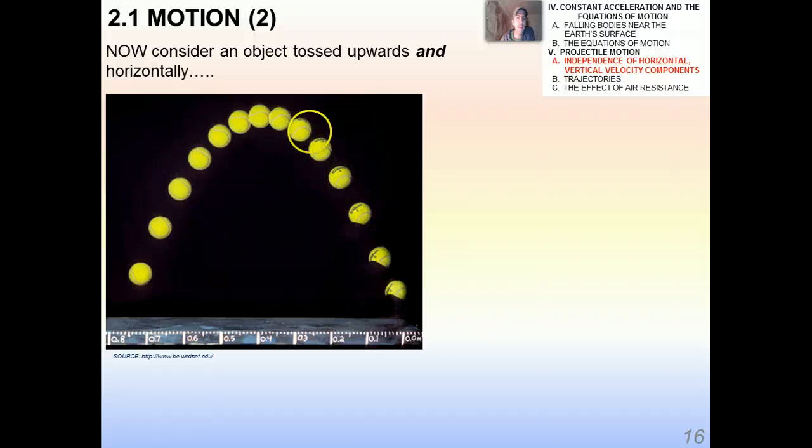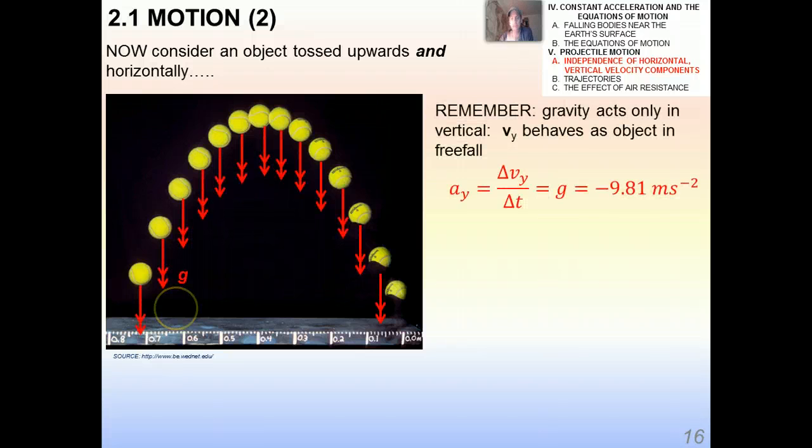Anyway, here's the ball. In my treatment of the path of the tennis ball, I'm going to treat it as if it's starting from the left and going to the right, just so you know. Now, because gravity acts only in the vertical, I can draw for each frame here an acceleration vector, which I'm calling g. All these red vectors are acceleration vectors for the tennis ball.